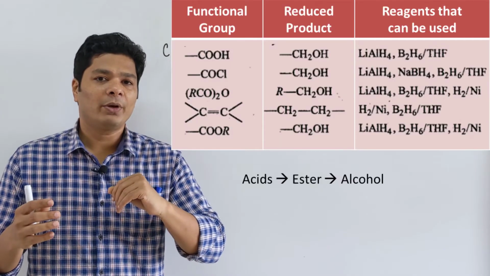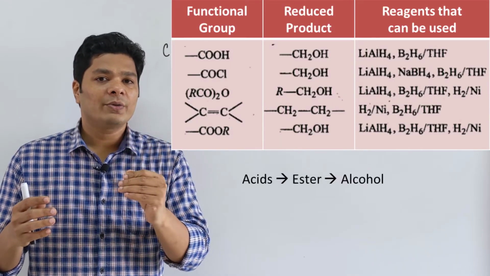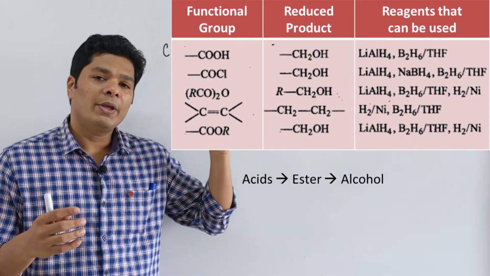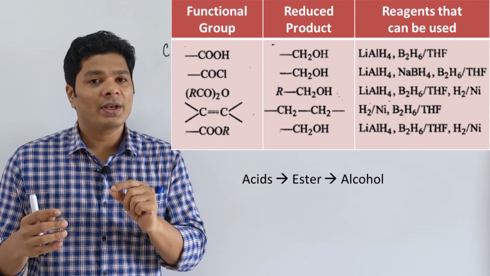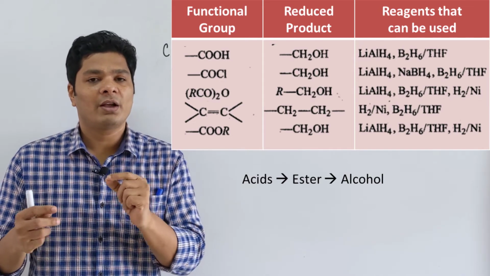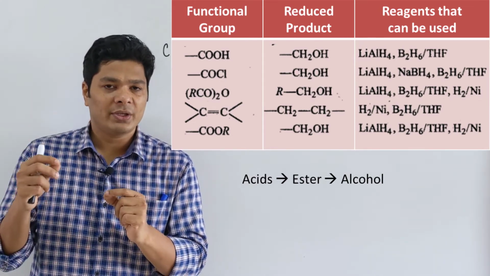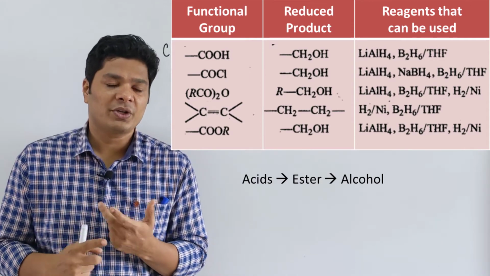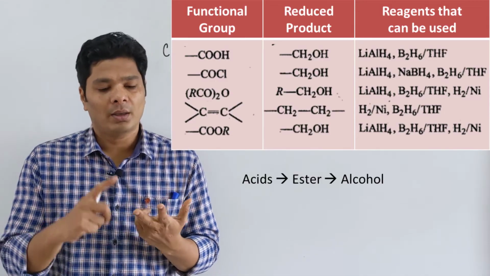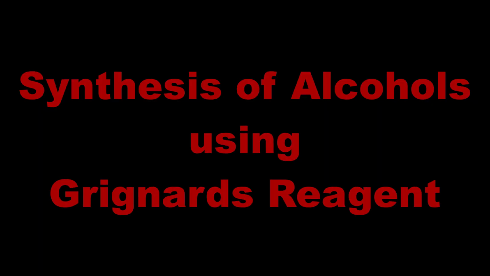And now if you see the table, the acids are not reduced to alcohol by your metal hydrogen catalyst, whereas your esters are reduced. So we can convert the acid to ester, and ester to alcohol, by using a two-step process. First is esterification, followed by nickel and hydrogen.